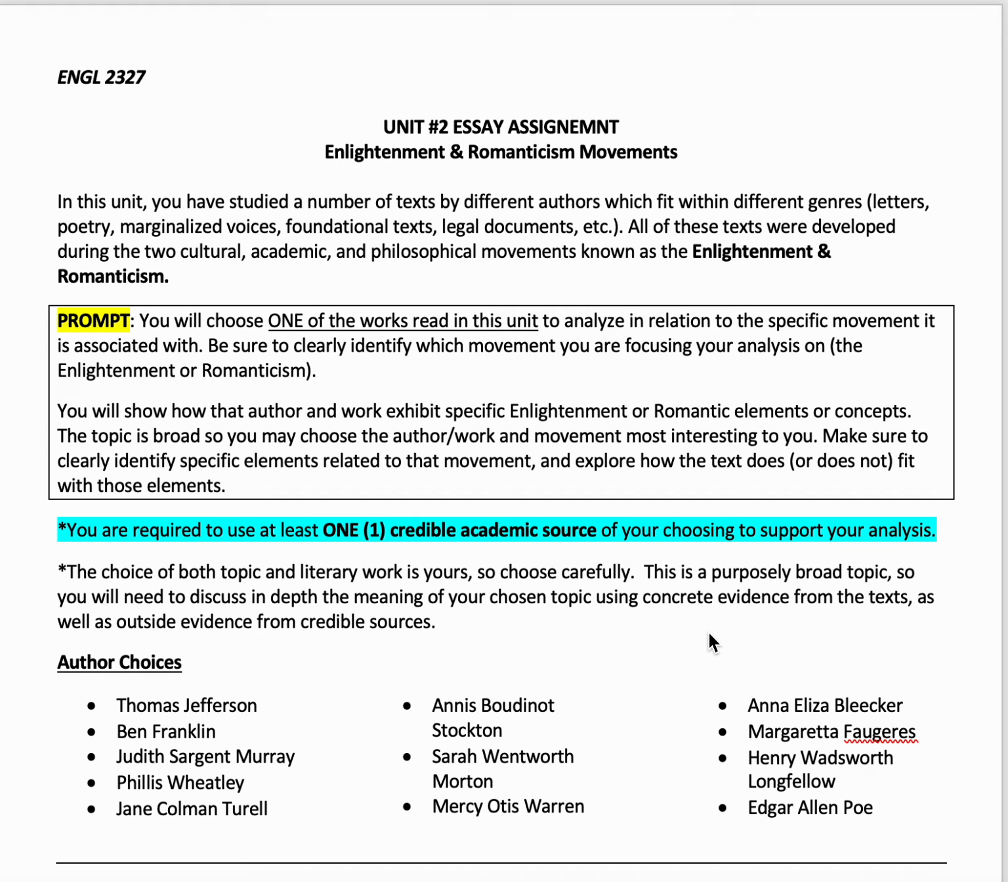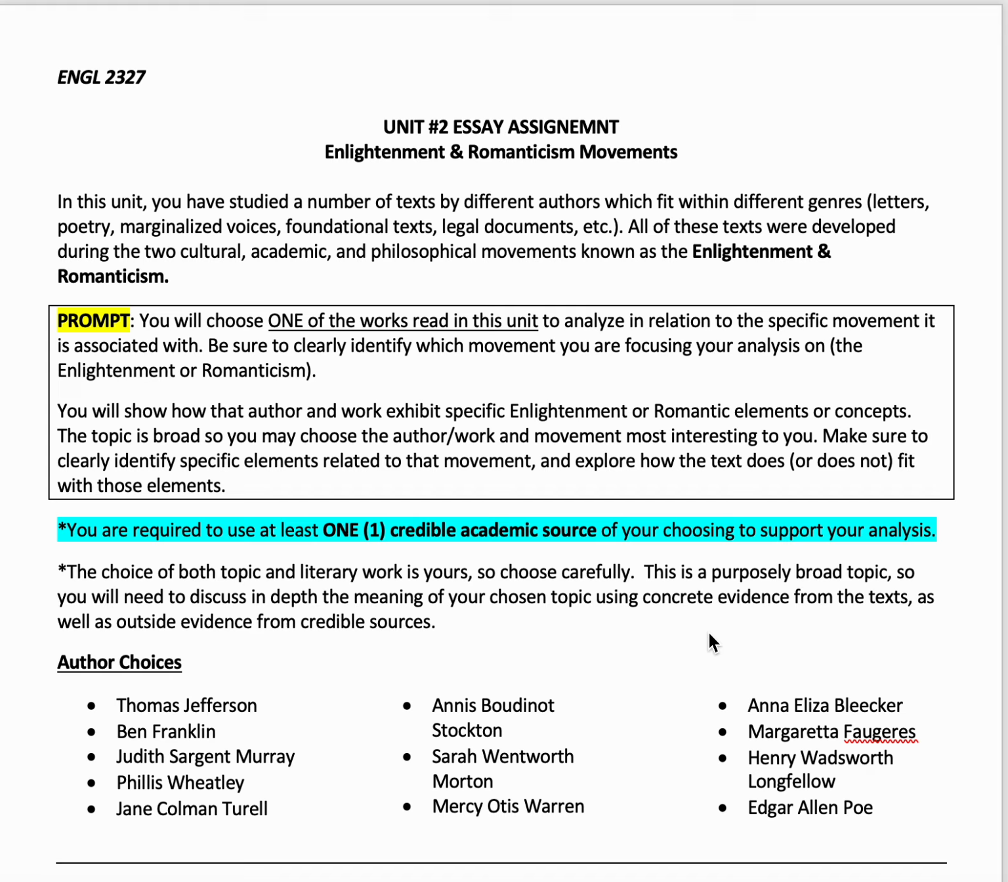Make sure that you first of all clearly identify which movement you're focusing your analysis on, whether it's the Enlightenment or the Romanticism, and that you have the correct movement associated with the work you're analyzing. Then you're going to show how that work and that author exhibit specific elements or concepts related to that movement. The topic is broad, so you get to choose the movement, author, and work that's most interesting to you. But make sure you clearly identify the elements related to that movement and then explore how the text does or does not fit with those elements.